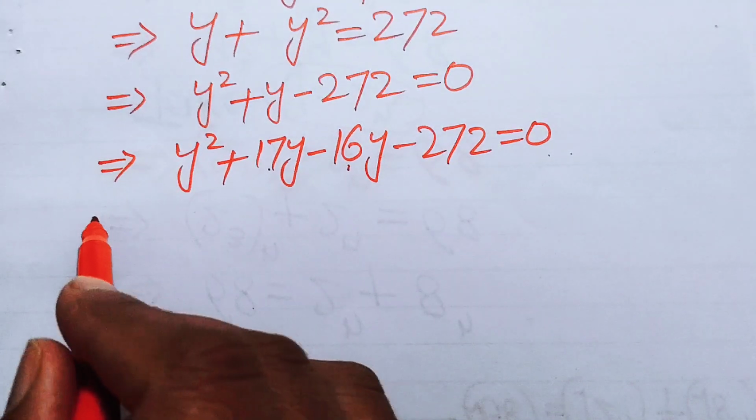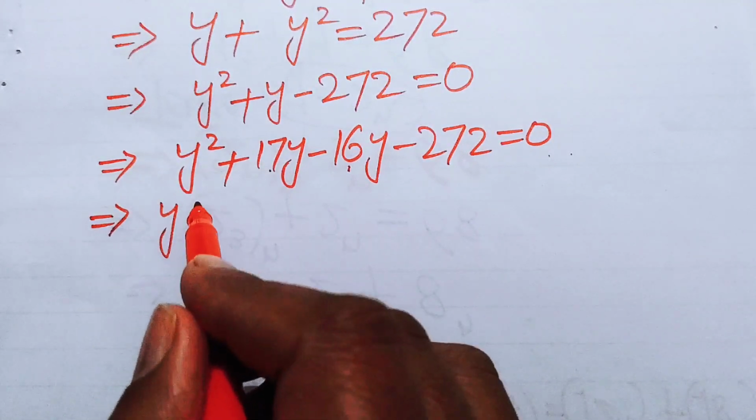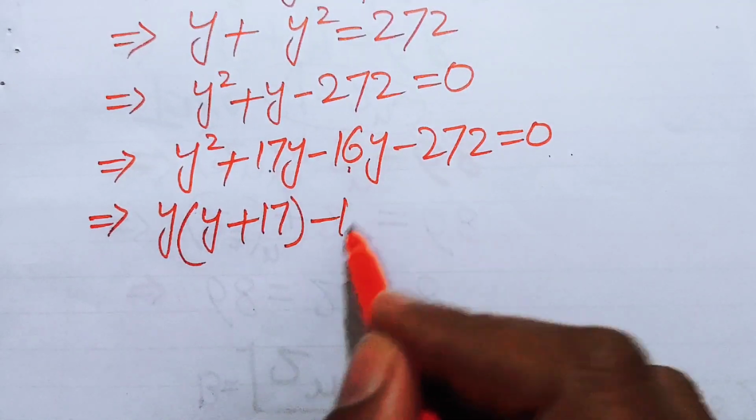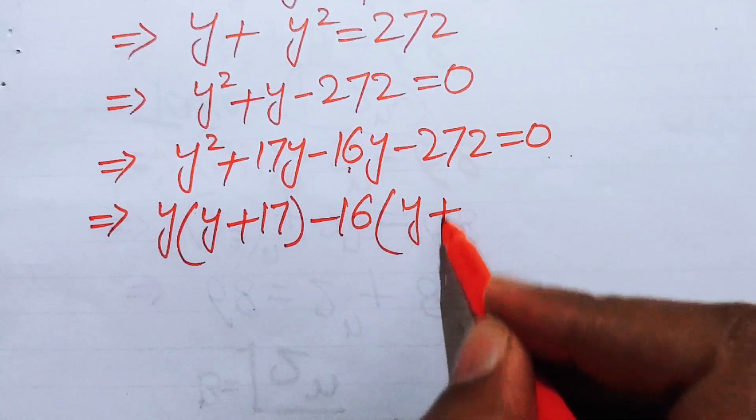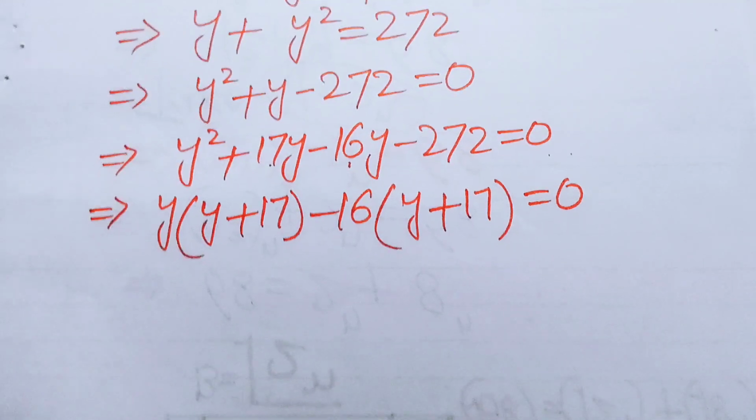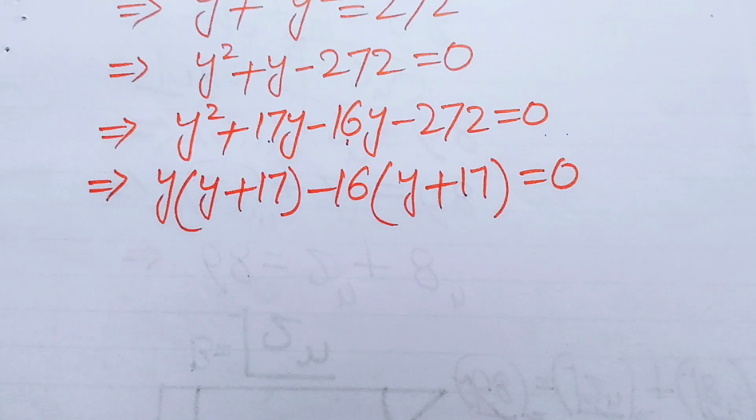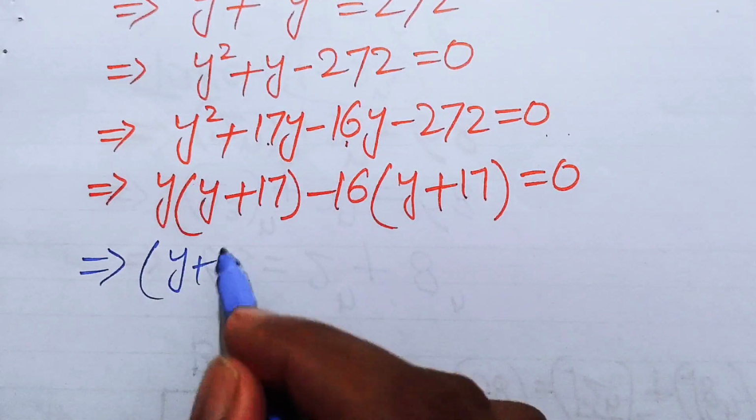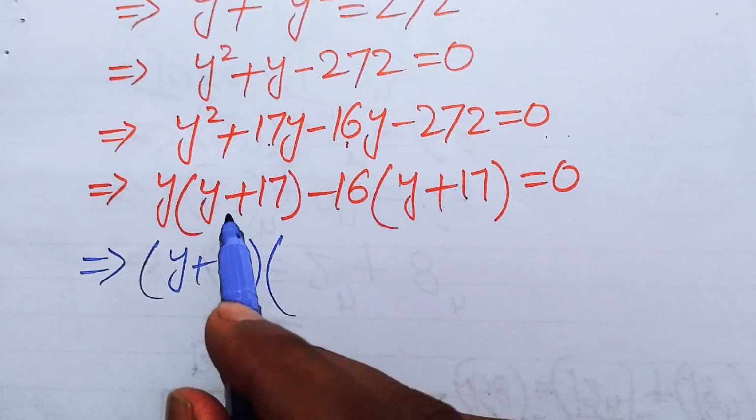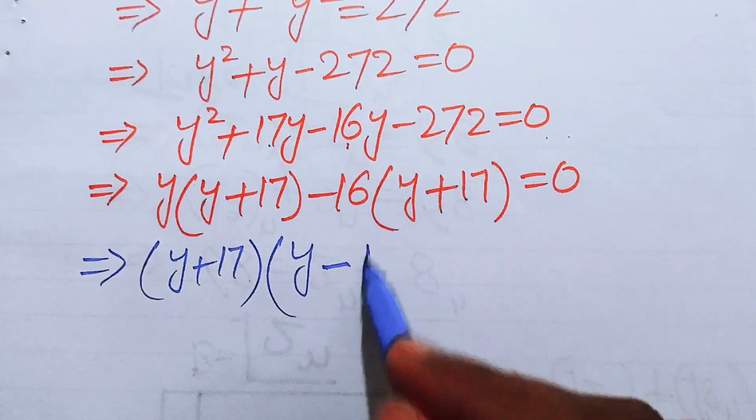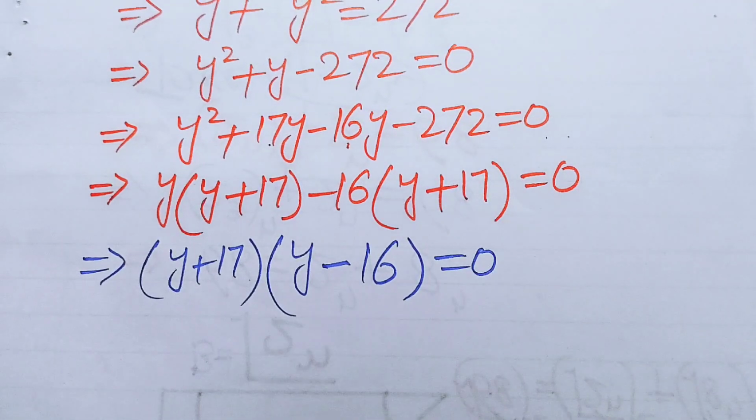And now in the next step, we simplify this equation. First we take y common from the first two terms and we get y plus 17. Here we take minus 16 common and we get y plus 17, and this whole equals 0. And in the next step, you see we have y plus 17 as the common factor, so we take it common and we get (y plus 17) times (y minus 16) equals 0.